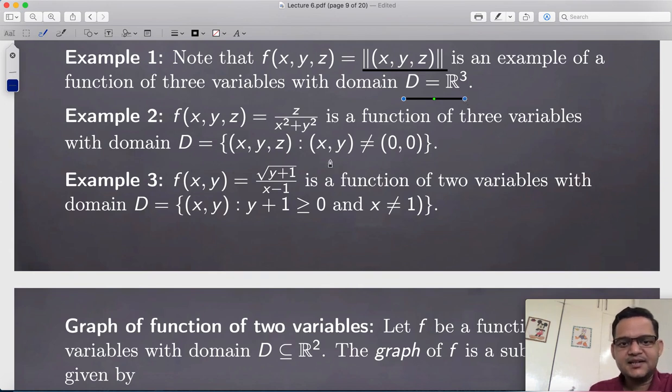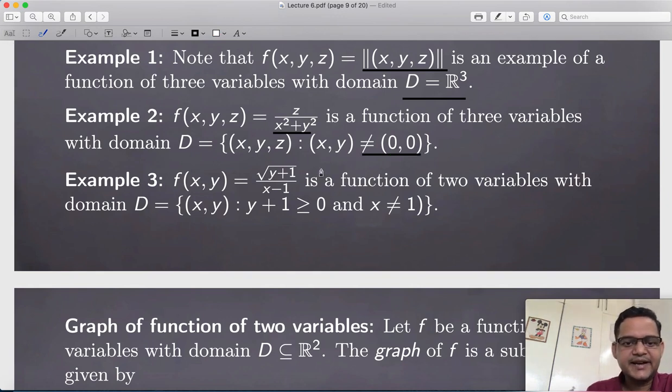For example, you can take this function. It depends on z, x and y in this fashion. This is going to be a real number, but this x square plus y square in the denominator, if it is 0, then there is a problem, so you exclude that point. So when somebody writes a function, you have to understand its domain. If it is not written explicitly, you should understand that you are talking only about the points where it is well defined.